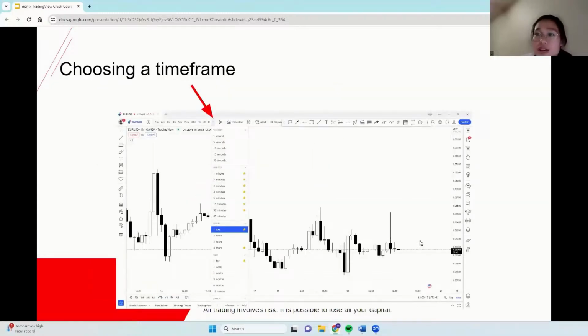So when it comes to choosing a time frame, it really depends on your own trading strategy, but all you have to do is basically click on any of these time frames here, but you can also customize it. There are more options when you click on this arrow here.